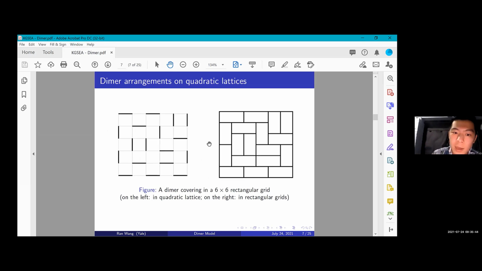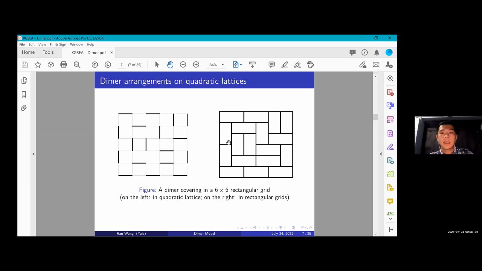So on the left, it's the quadratic lattice. This shows a 6 times 6 quadratic lattice, and here it is a dimer covering for it. So we can see that each vertex of it connects to only 1 edge here.